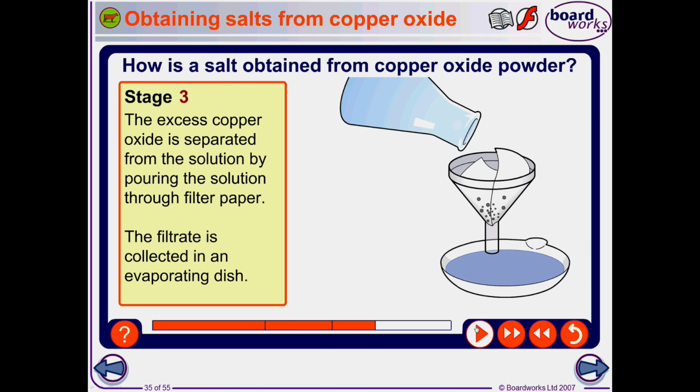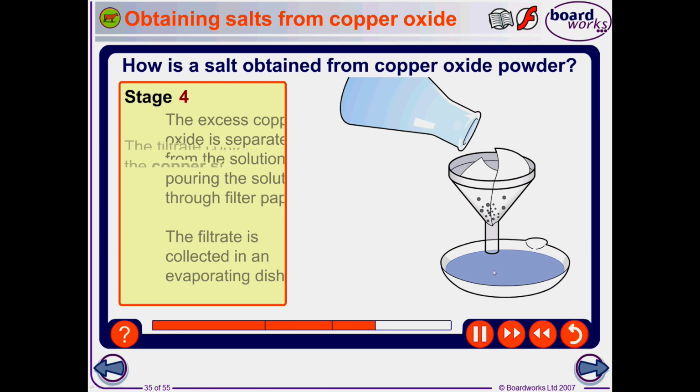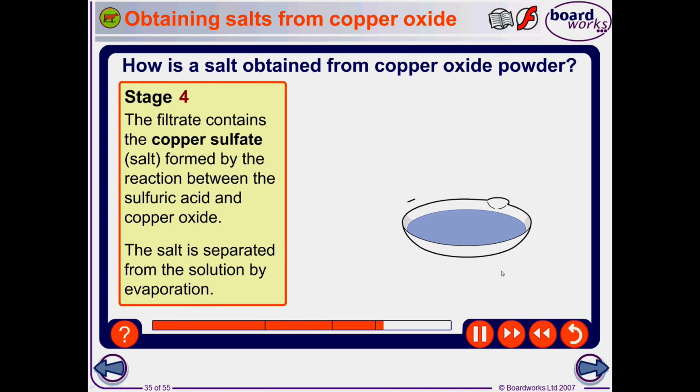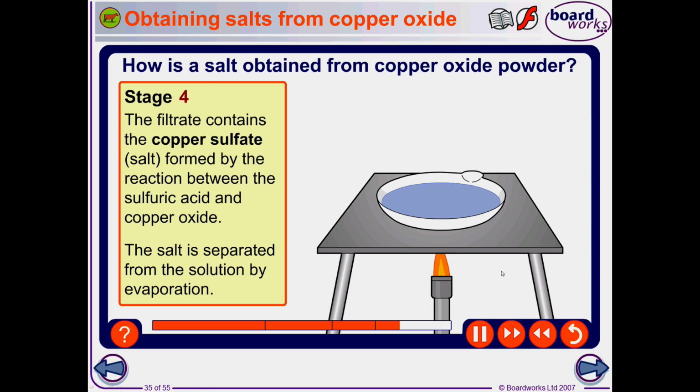Now what we have to do, in order to get the water away from the copper sulfate, we have to leave the evaporating basin either on a windowsill to evaporate steadily, or if we want to do it quickly, we heat it, and that will evaporate the water away. And what will happen is, at the end of the process, left behind will be my copper sulfate salt on its own with nothing else. So what I'm doing here essentially is heating it to get rid of the water, and what's happening is my copper sulfate salt is forming, and this process is called evaporation.